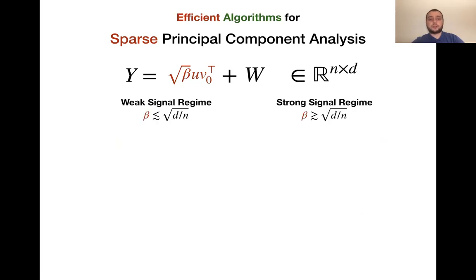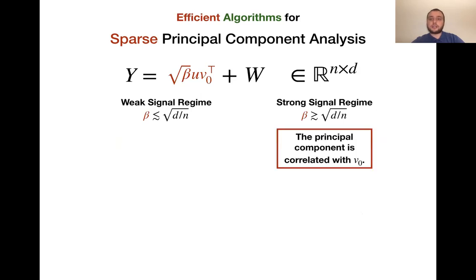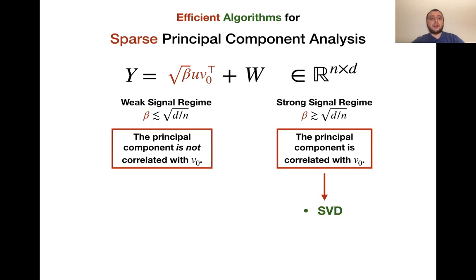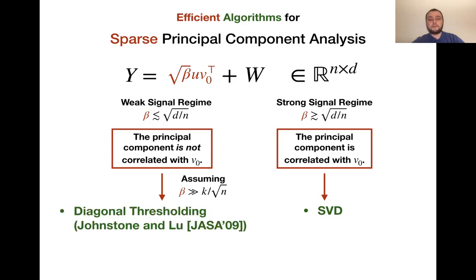Here we distinguish two regimes, the so-called weak signal regime and strong signal regime. The weak signal regime is more interesting because it exploits sparsity. In the strong signal regime, the principal component of Y is correlated with V0, and that's why the standard singular value decomposition already works here. In the case when SVD doesn't work, in the weak signal regime, if we assume that beta is larger than k over n, then we have several algorithms.